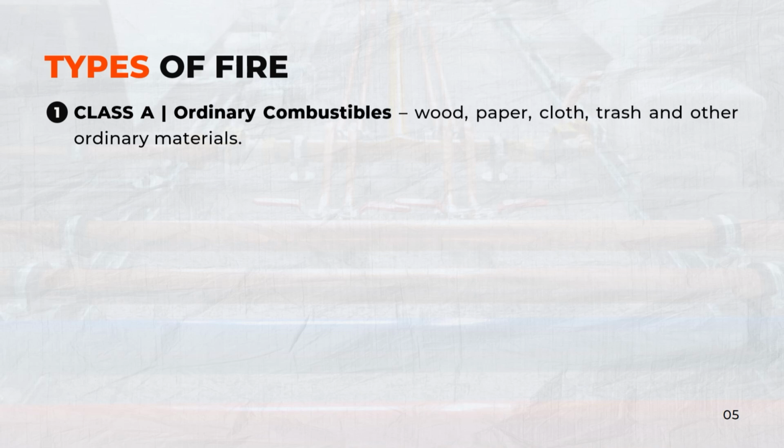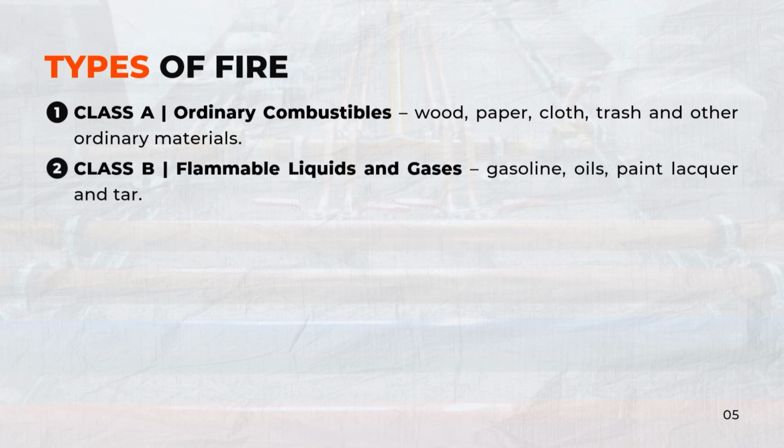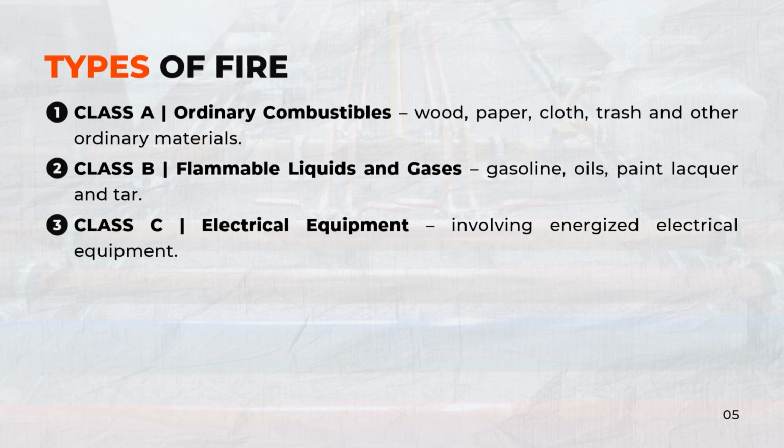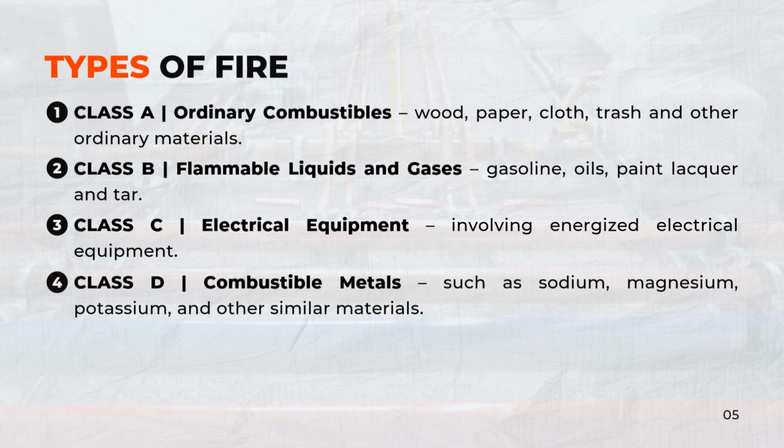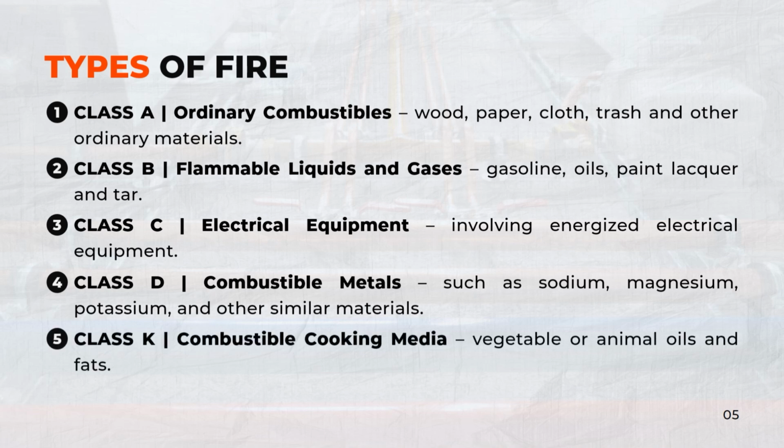Types of fire. Class A, ordinary combustibles: wood, paper, cloth, trash, and other ordinary materials. Class B, flammable liquids and gases: gasoline, oils, paint, lacquer, and tar. Class C, electrical equipment, involving energized electrical equipment. Class D, combustible metals, such as sodium, magnesium, potassium, and other similar materials. Class K, combustible cooking media: vegetable or animal oils and fats.